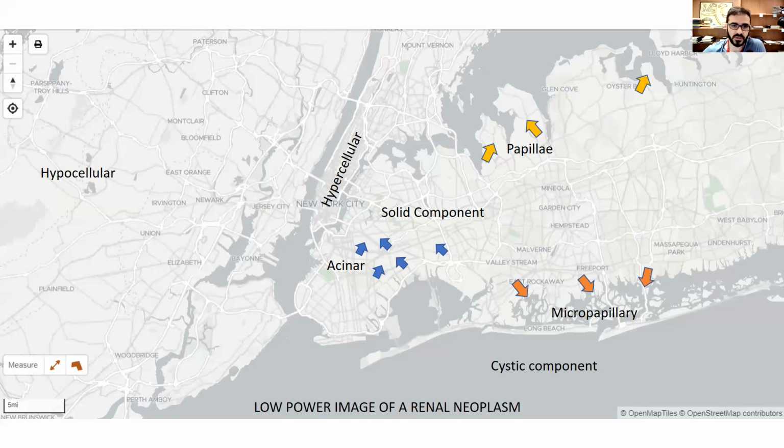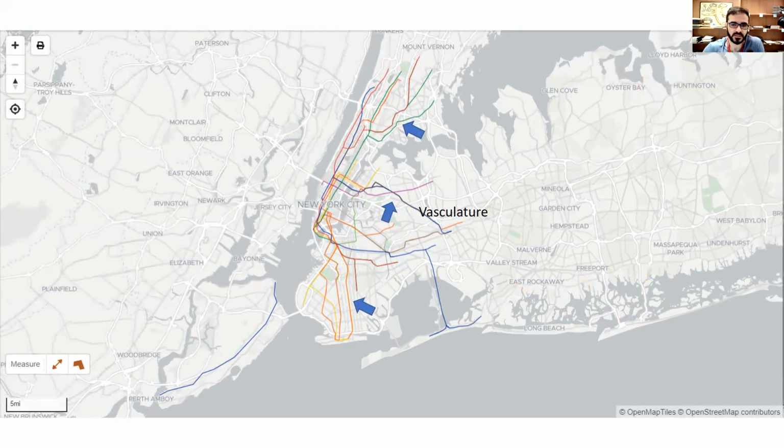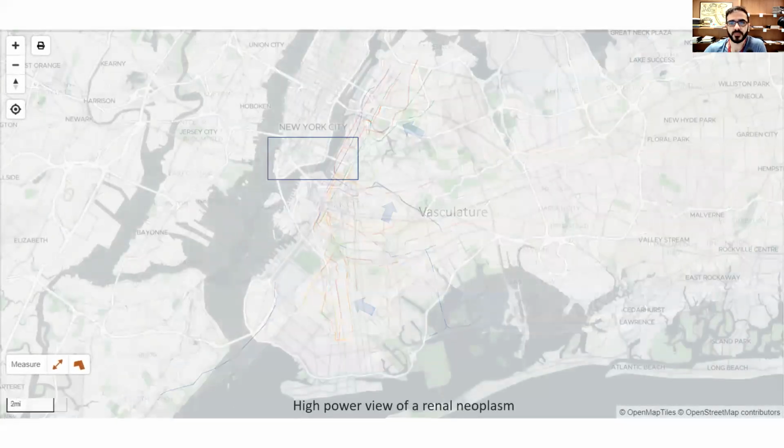Is there any hypercellular area or alternating hypercellular and hypocellular areas? These will be important things that you should ask, or maybe the presence of a cystic component. These are the things that we search for with regards to understanding the type of the tumor. The other thing we look at is the vasculature, how it's organized, how its relationship with the tumor cells. These are also important features in renal tumors.